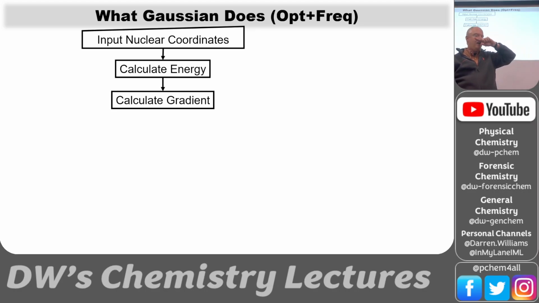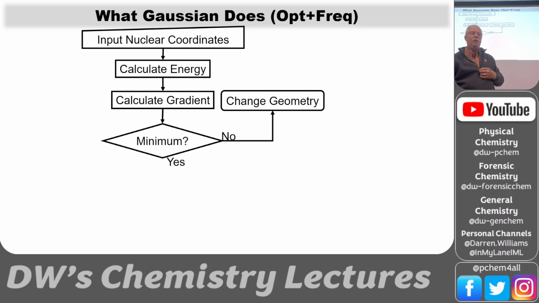Okay, then this gradient, that's the slope of the electron cloud. Does it want to move somewhere else? What's the energy with respect to the nuclear positions? And so are we at a minimum? We can answer that question, yes or no. So Gaussian will check to see, are we at a minimum here? If no, then move the atoms.